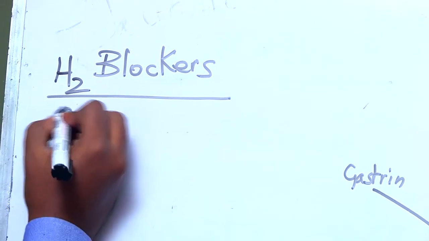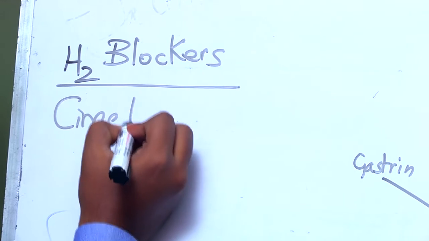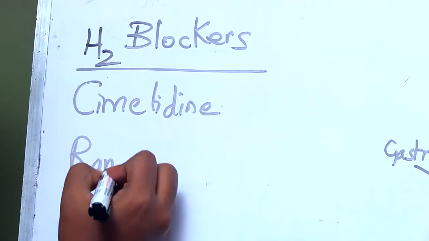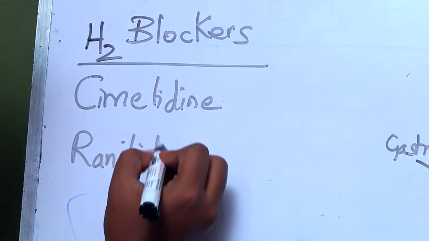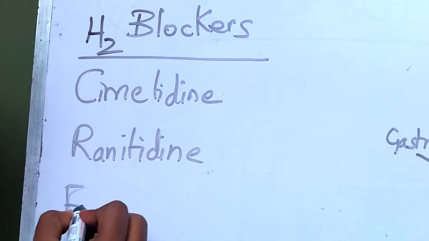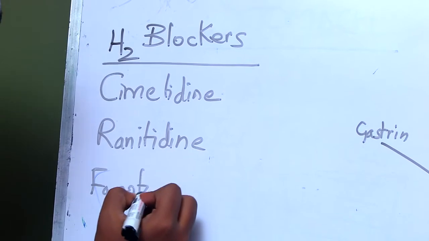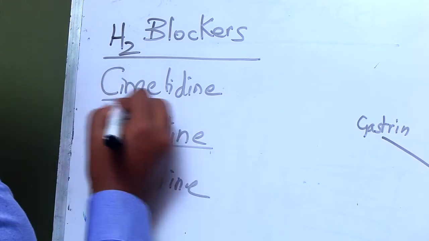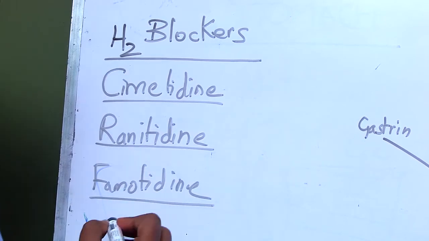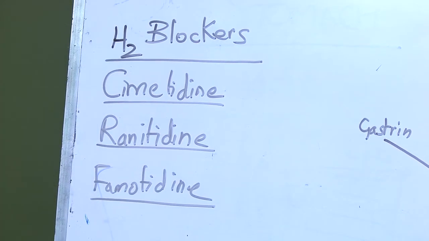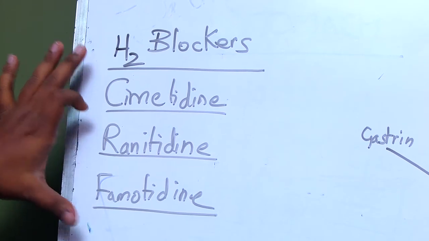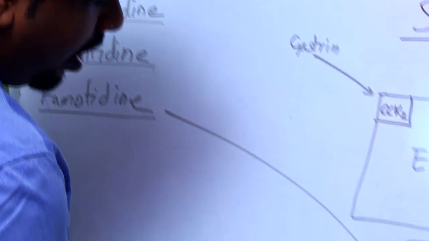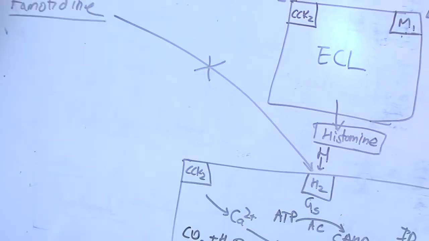So these H2 blockers, they are called cimetidine, ranitidine, famotidine. So these are some of the drugs which are under this classification of H2 blockers. So what these drugs do is that they go and block this receptor.